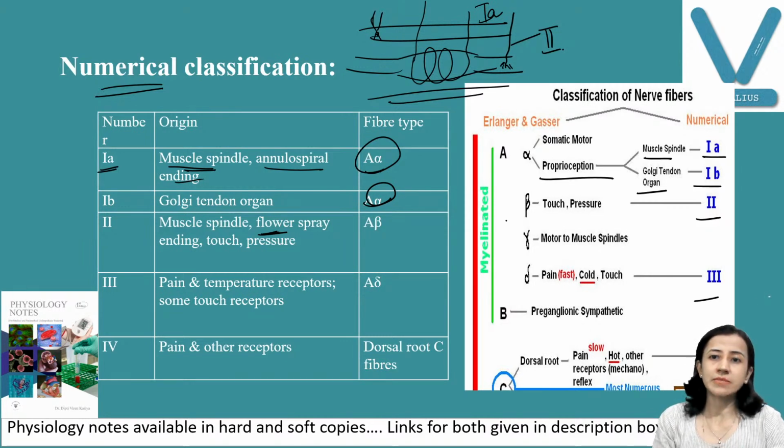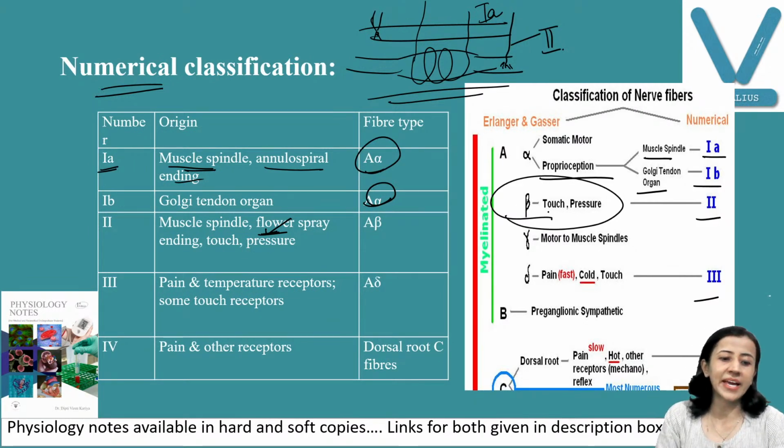annulospiral. Number 2 are also from the muscle spindle, that is flower spray type, but the endings are different. Okay, and 2 is equal to your A beta according to Erlanger-Gasser's classification. Then comes A beta, that is 2, we have discussed. A alpha, 1B also. This 1B carries sensation from the Golgi tendon organ.